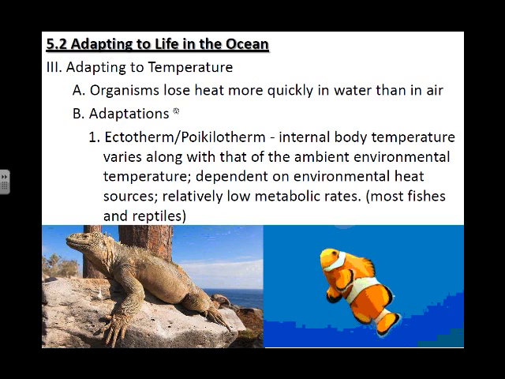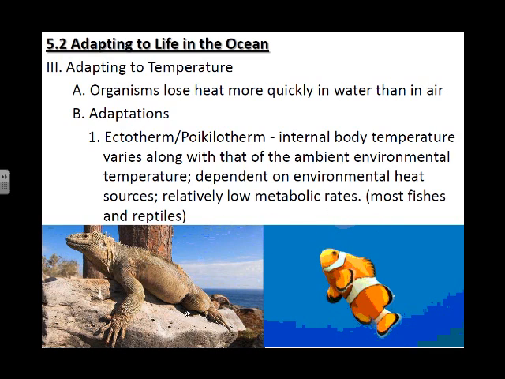Well, let's look at the different adaptations organisms use to deal with this. Some animals are what we call ectotherms or poikilotherms, where their internal body temperature varies with the ambient temperature. And so essentially they're dependent on heat sources. Now, in the past we used to call these animals cold-blooded. And that's not necessarily a good way to describe them, because no animal really wants to have cold blood that's going to slow their metabolic rate and could potentially kill them. They want to find ways to stay warm. They just have to use the environment for it.